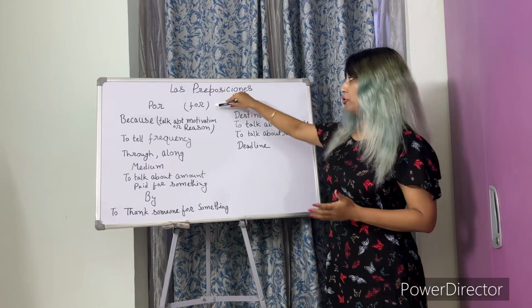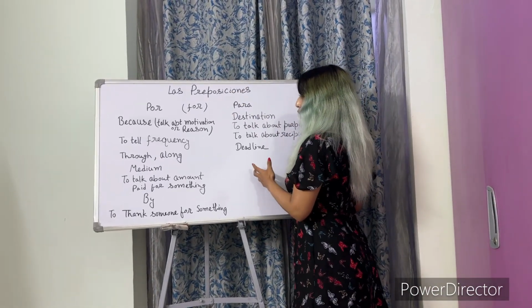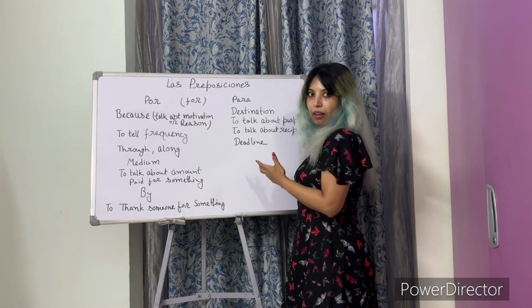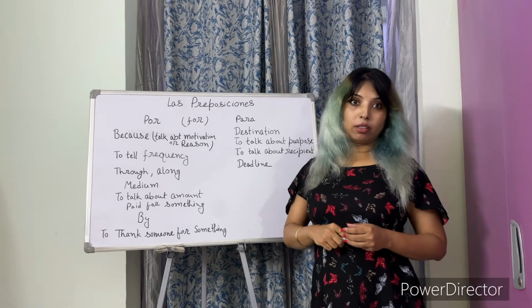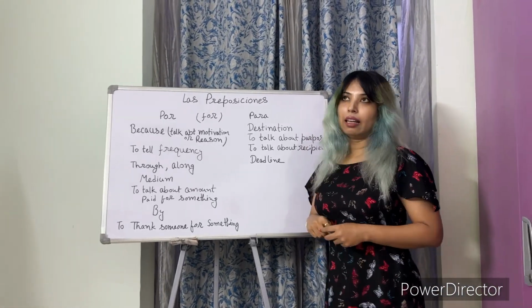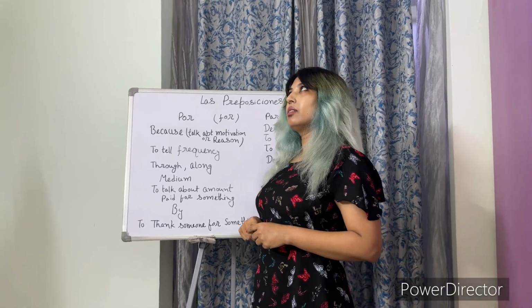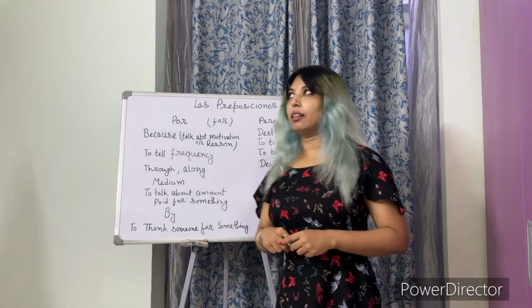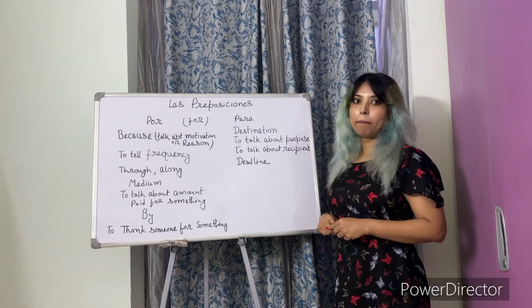"Para" also means "for," but you need to understand in which scenario you are supposed to use "para." So when you want to talk about destination, then you are supposed to use "para." Like we'll leave for London, so that would be "salimos para Londres."